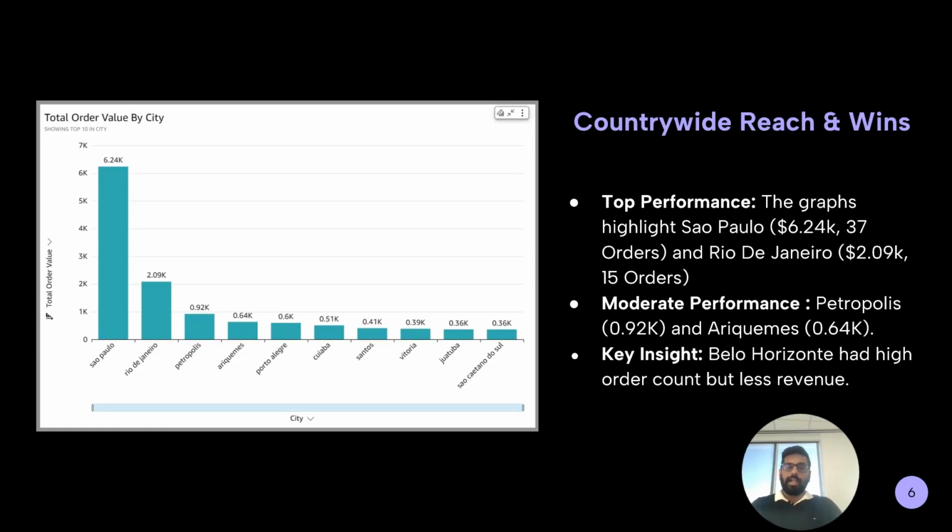Thank you, Shanali. When we analyze the data by customer location, it shows Sao Paulo and Rio de Janeiro as the leading cities in total order value and count, reflecting their strong economies and high customer engagement. Mid-tier contributors include Petropolis, Ariquemes, and Porto Alegre, which demonstrate moderate engagement and growth potential. Notably, however, Belo Horizonte with three orders surpasses several cities in order count but contributes minimally to the total order value, indicating its transactions are of lower value.